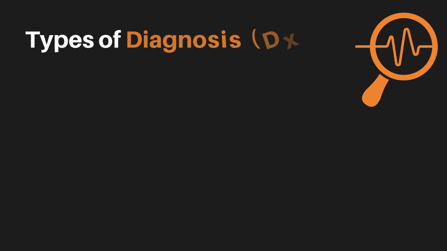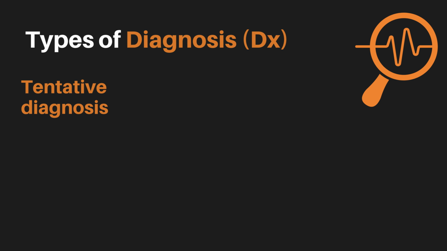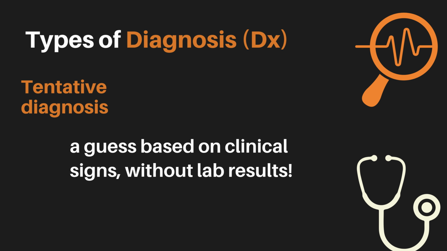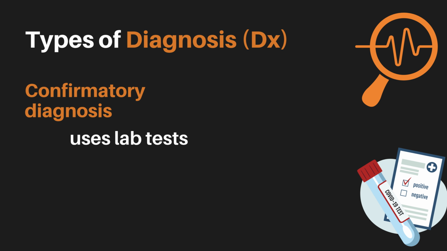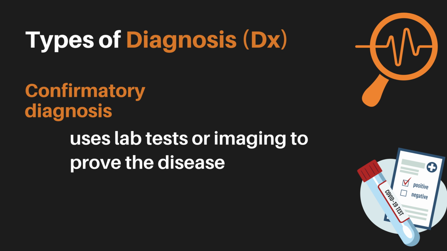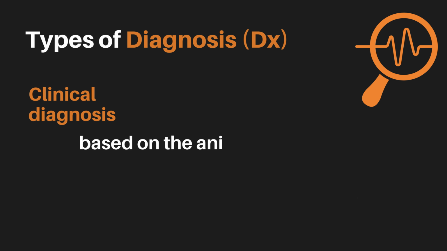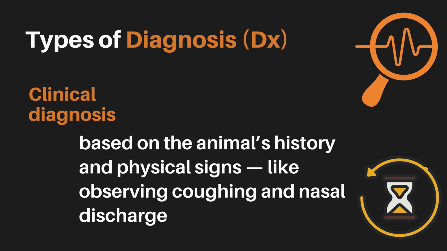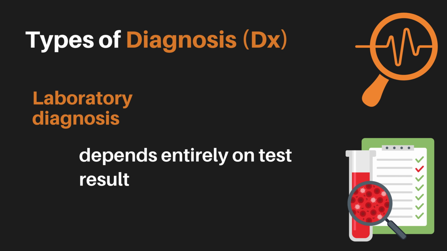Now let's talk diagnosis, or how we figure out what's wrong. A tentative diagnosis is a guess based on clinical signs, without lab results. A confirmatory diagnosis uses lab tests or imaging to prove the disease. A clinical diagnosis is based on the animal's history and physical signs, like observing coughing and nasal discharge. A laboratory diagnosis depends entirely on test results.